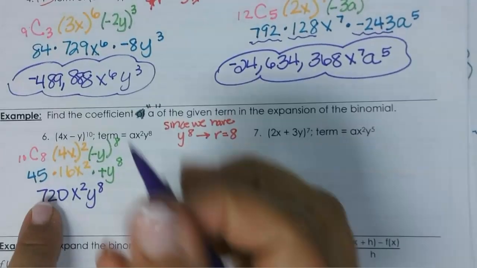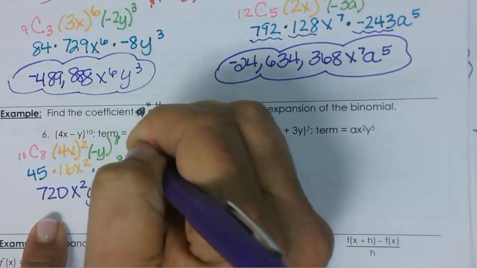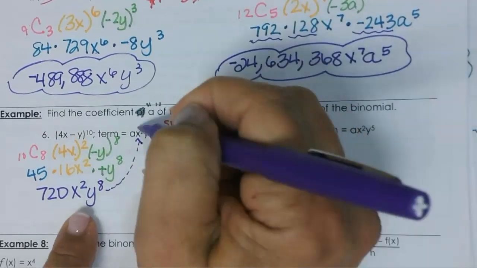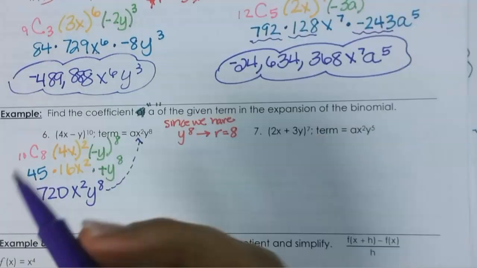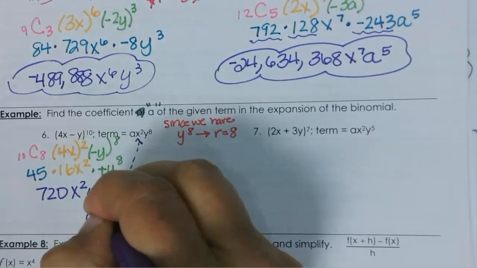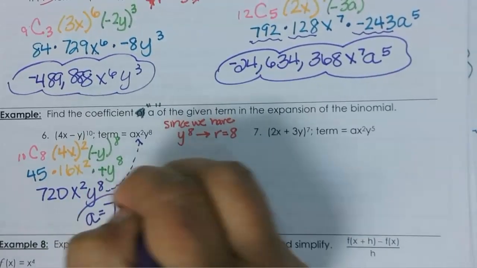And so look, we compare with what we have here. We have something x squared y to the 8th. So what does that mean about a? That a is 720.